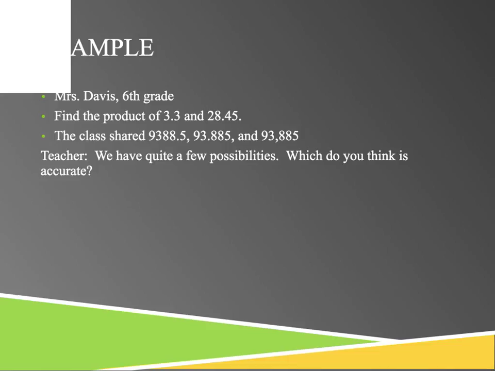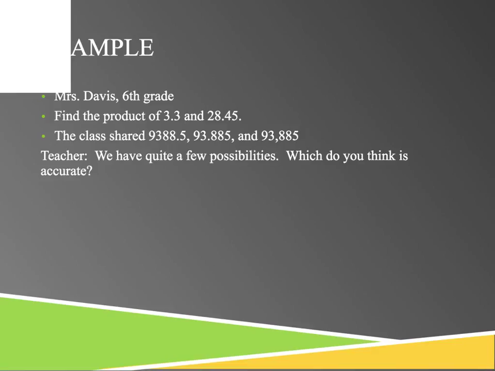Here's an example of some dialogue that can occur during discussion. Mrs. Davis, who's a 6th grade teacher, asked her students to find the product of 3 3/10 and 28 4500. The class shared responses ranging from 9,388 5/10, 93 885 thousandths, and 93,885. The teacher began with stating, "We have quite a few possibilities. Which do you think is accurate?"